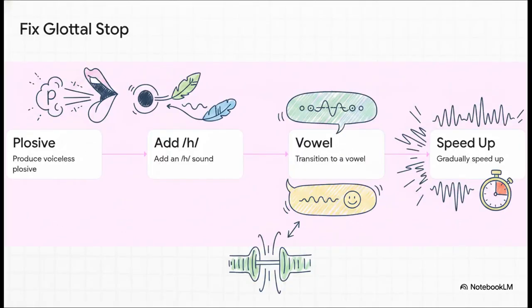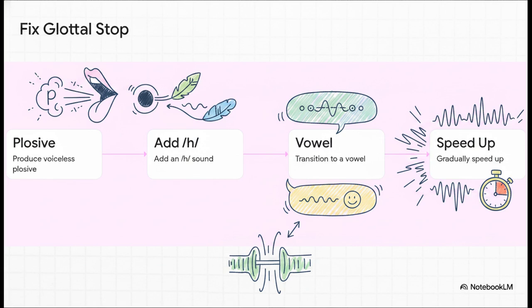Now, to actually eliminate that glottal jerk, we use this awesome step-by-step procedure. First, have your kid make a simple P sound with no vowel attached, just a breathy P. Then add an H sound right after it, so it sounds like P-H. Next, blend that into a vowel, like P-ha.